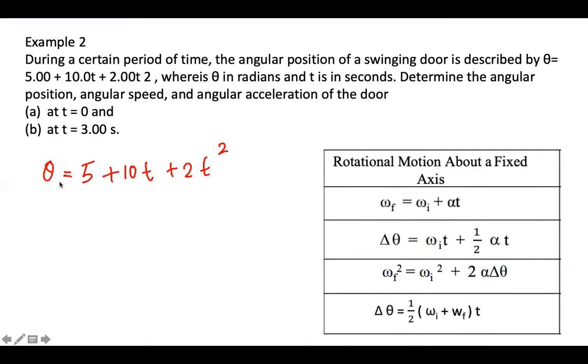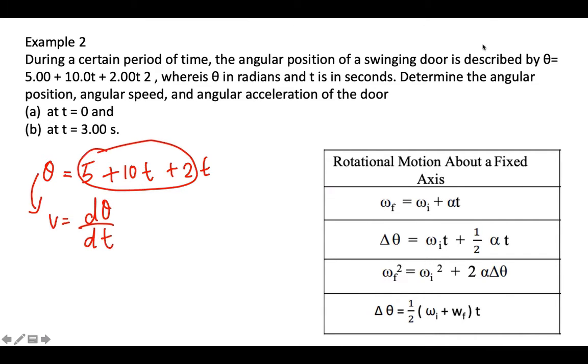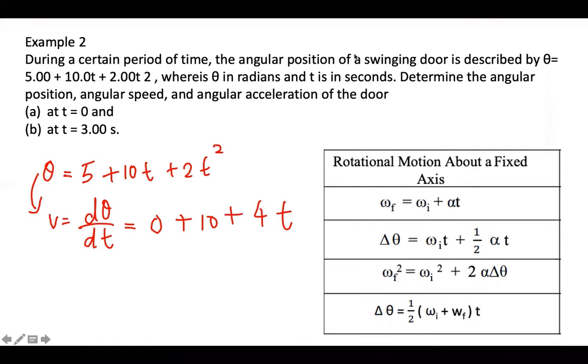So find the angular position first at time equal to 0 for part A. Then we just substitute 0 here and 0 here. So it's just 5 radian. Okay. And next, we're going to find the angular speed. We differentiate one time, since omega equals d theta over dt, which means we differentiate this whole thing. Differentiate 5, we got 0. Differentiate 10t, we got 10. Differentiate 2t squared, we got 4t here. All right, so no need for the 0 here.